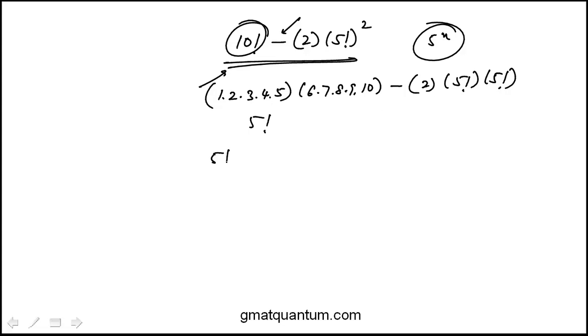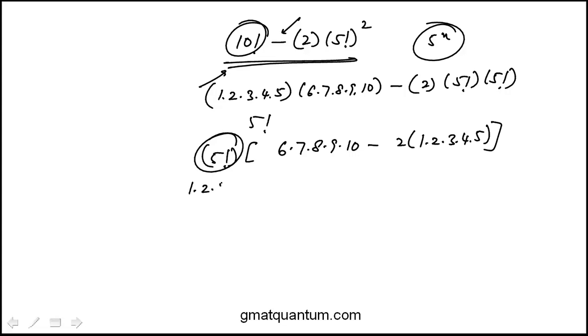And so we can factor out a 5 factorial. We're left with 6, 7, 8, 9, 10, and then 2 times 1, 2, 3, 4, 5. So we'll see. And then 5 factorial has a single 5 in it. And here, between these two terms, I can factor out a 5.